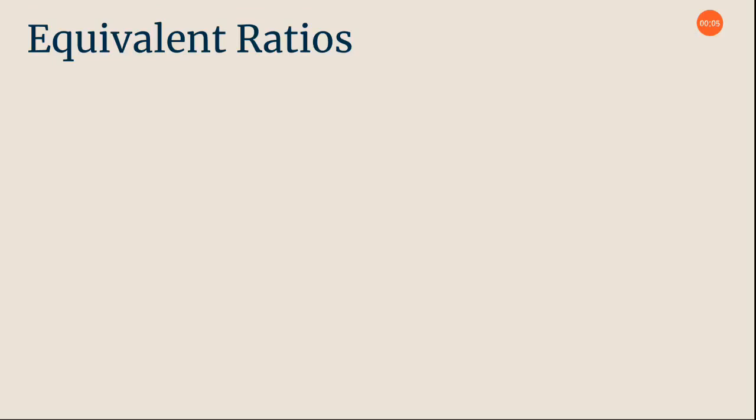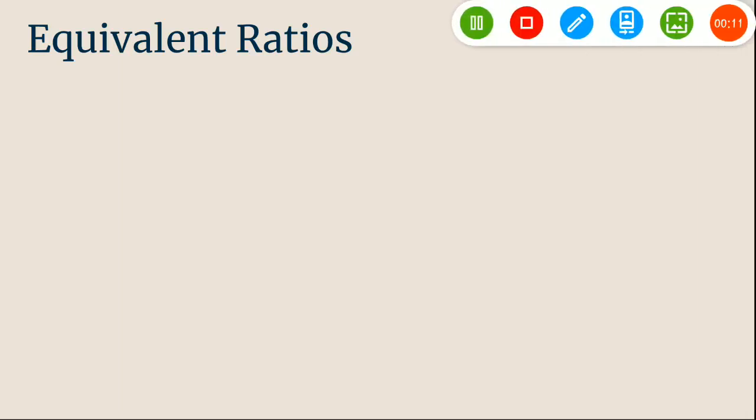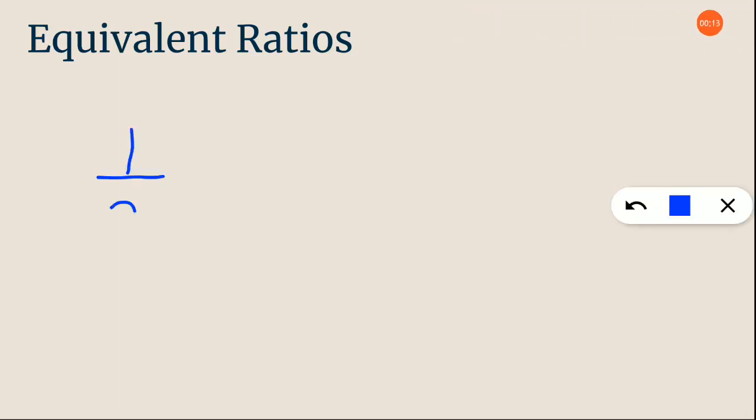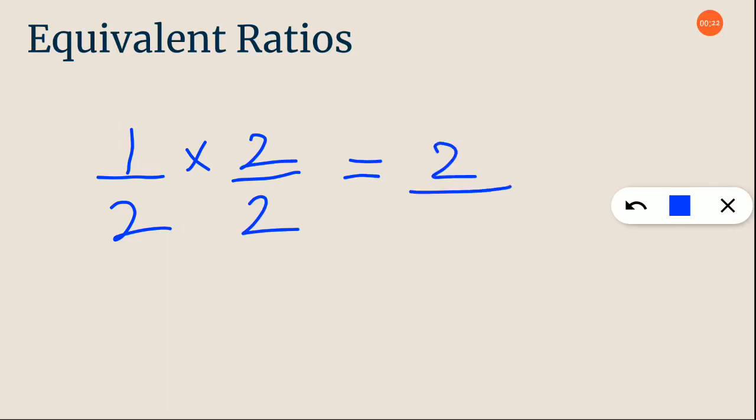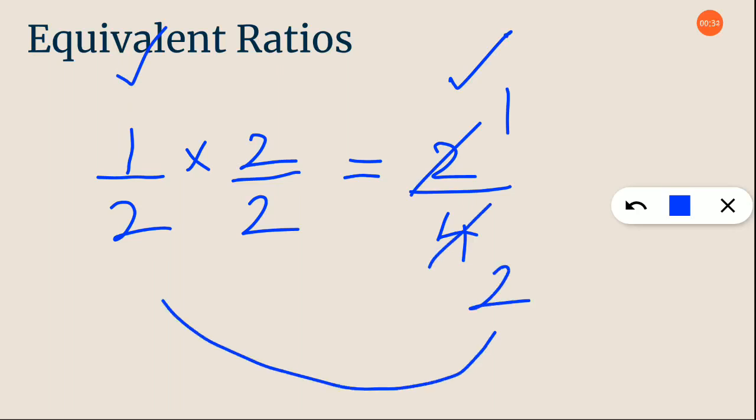Clear, children? The next concept is equivalent ratio. To find an equivalent ratio, we have to multiply and divide with the same number. For example, look at this. Suppose 1/2 is here. I am going to multiply and divide with 2. So what will be the answer? 1 into 2 will give us 2 and 2 into 2 will give us 4. So I can say this 2/4 is equivalent to 1/2. Because if I cancel it again, the same number will be there.